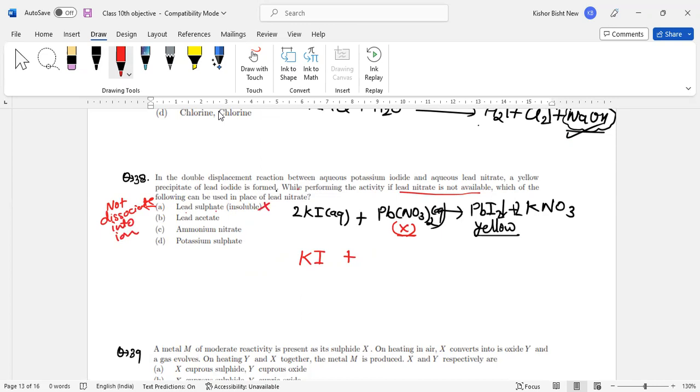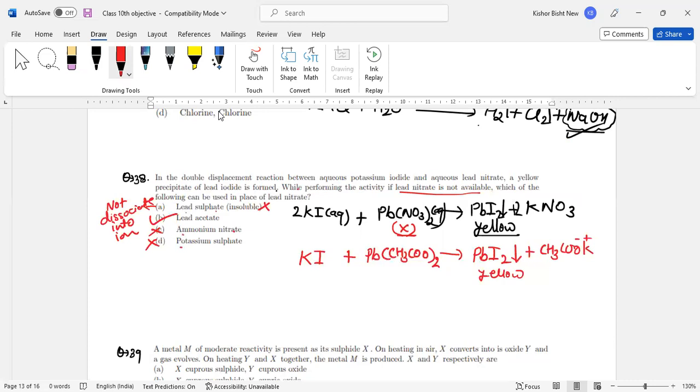Second one is lead acetate. What is the formula of lead acetate? Pb(CH3COO)2. Please remember, this is acetate. So what will form? PbI2 plus CH3COOK, potassium acetate. This is also yellow color. So I think this is correct. Now ammonium nitrate, no, we can't take it because we require lead iodide, and potassium sulfate we can't either. So your correct answer is B.